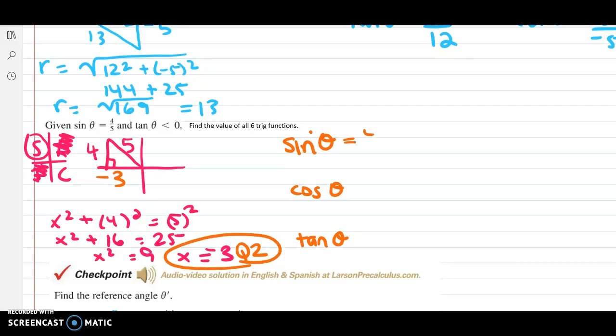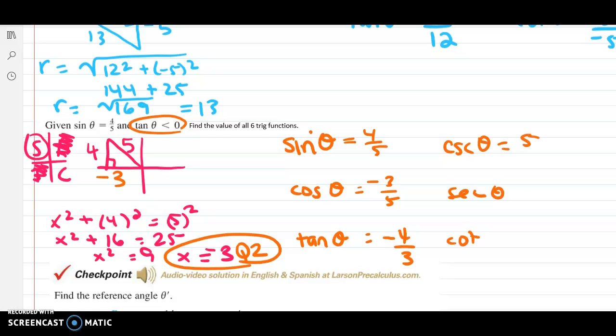All right, so sine they already gave us, 4/5. Cosine is -3/5. Tangent is -4/3. Quick check, tangent's negative. If we put positive here, looking back up here, it's negative. We would realize that it has to be negative, making the cosine up here having to be negative. And then the reciprocal identities. Cosecant would be 5/4. Secant would be 5 over -3. And cotangent would be -3/4.